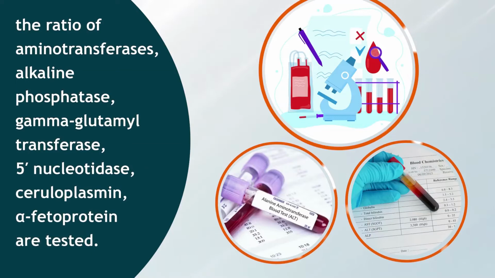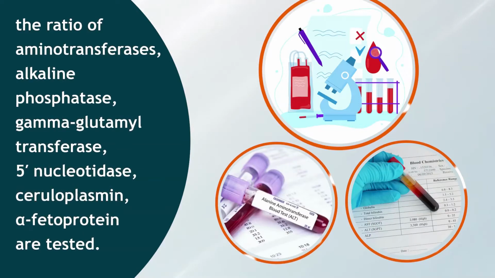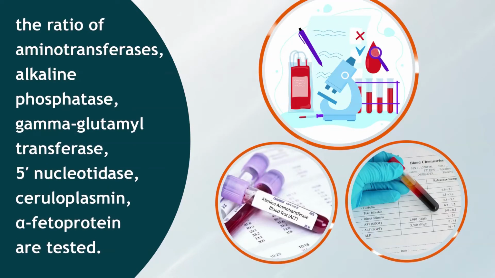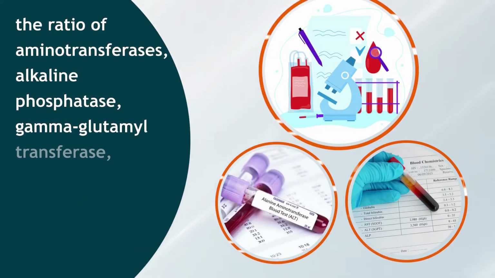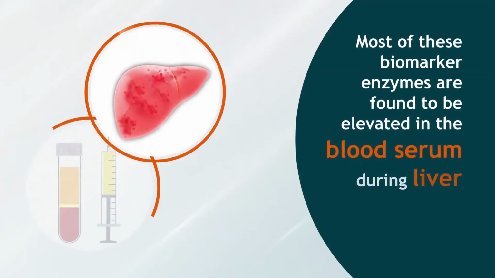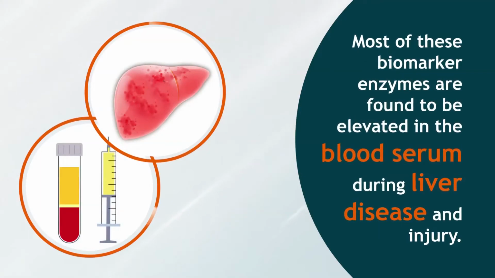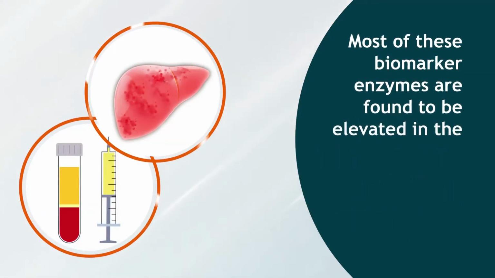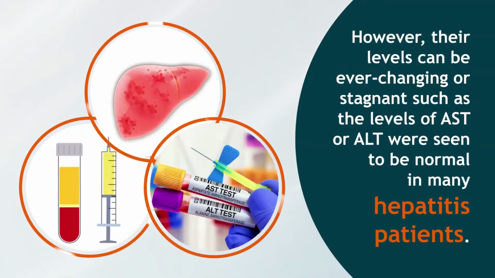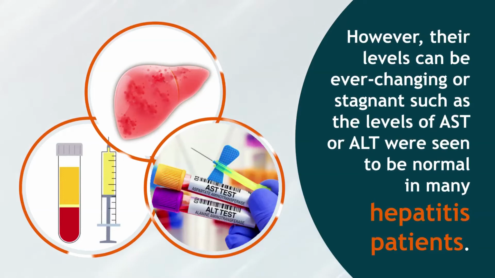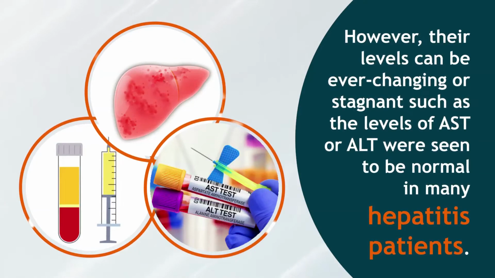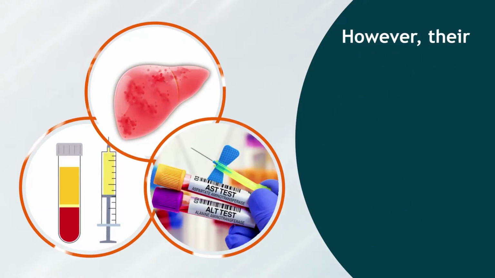alkaline phosphatase, gamma-glutamyl transferase, 5' nucleotidase, ceruloplasmin, alpha-fetoprotein are tested. Most of these biomarker enzymes are found to be elevated in the blood serum during liver disease and injury. However, their levels can be ever-changing or stagnant, such as the levels of AST or ALT were seen to be normal in many hepatitis patients.